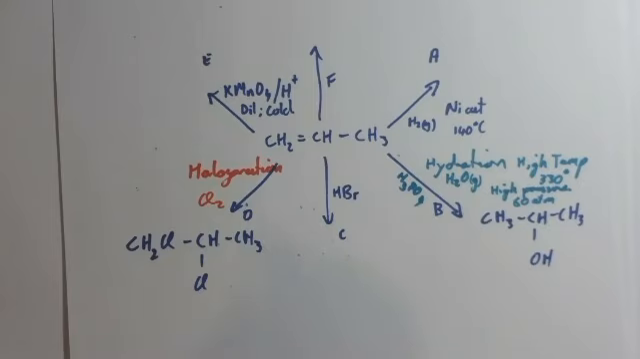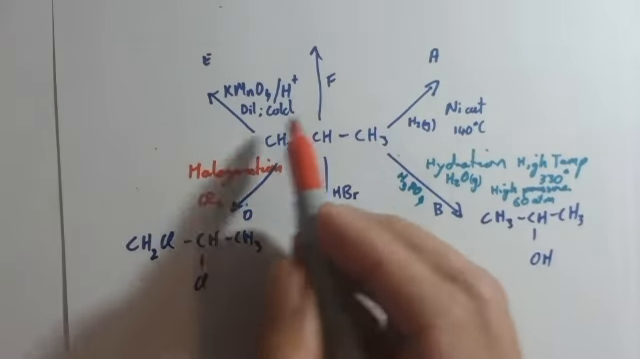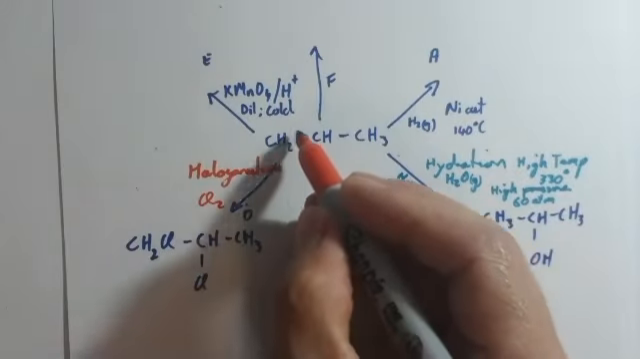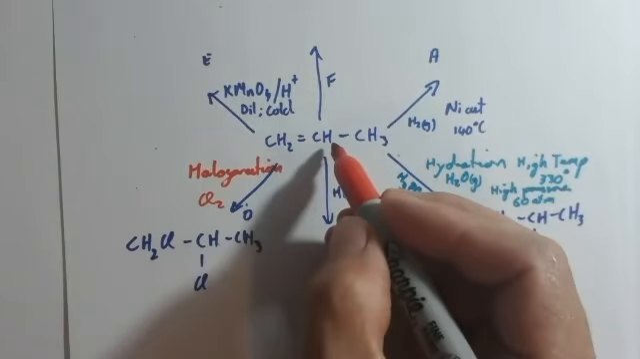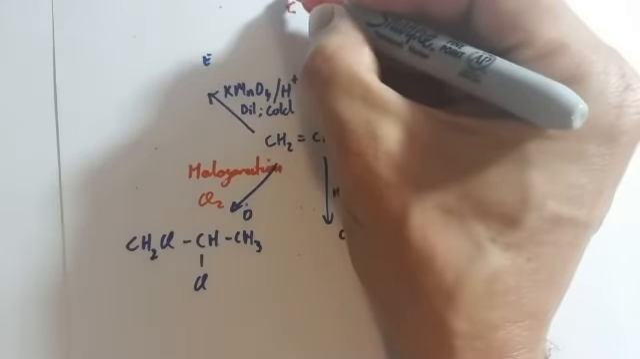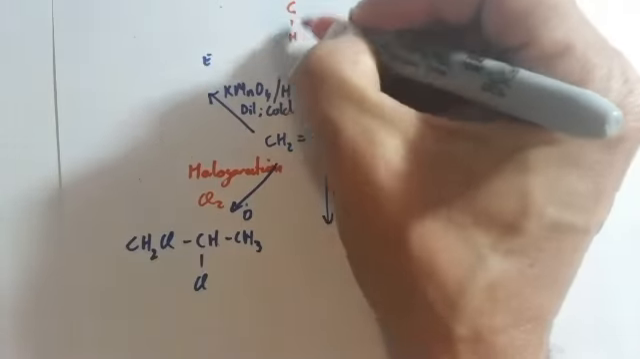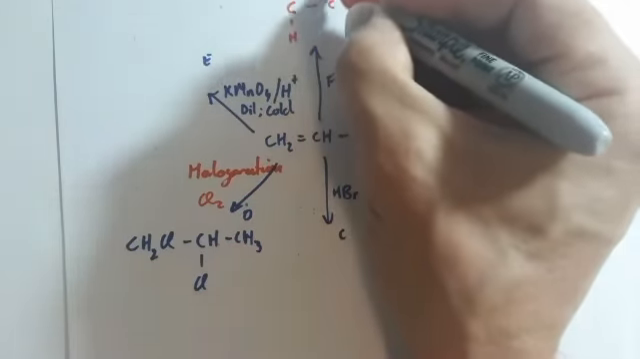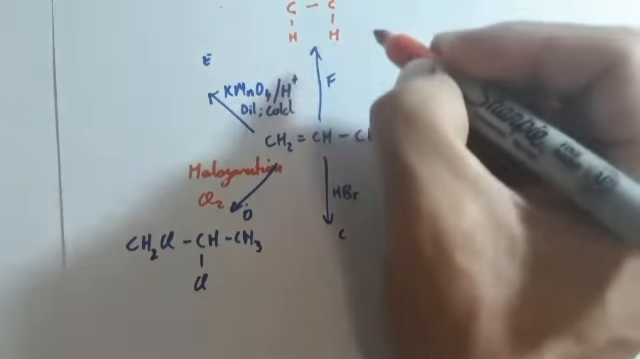And then F is my polymer. Remember, how would a polymer form? A polymer would form around a double bond. So I just left this one out so that we can see it's going to be my CH2 and my CH.